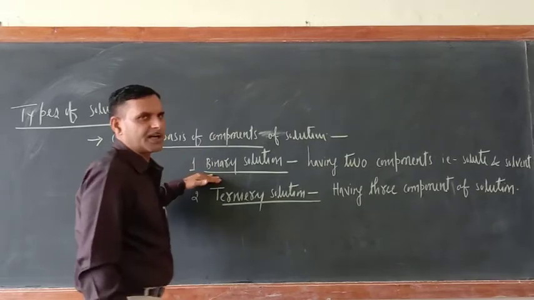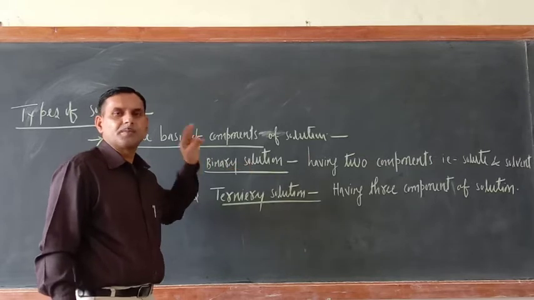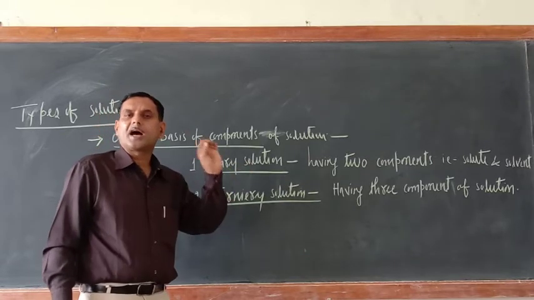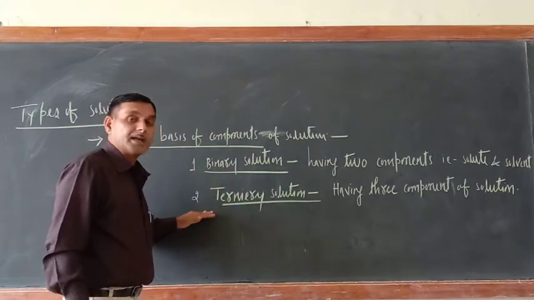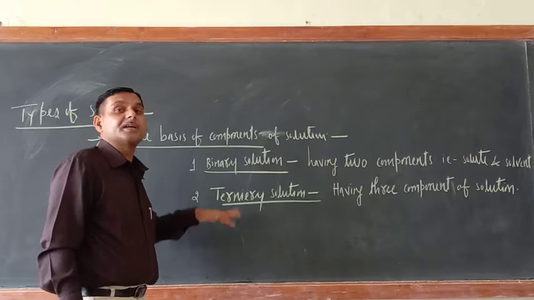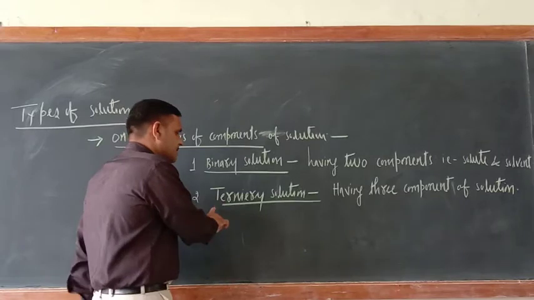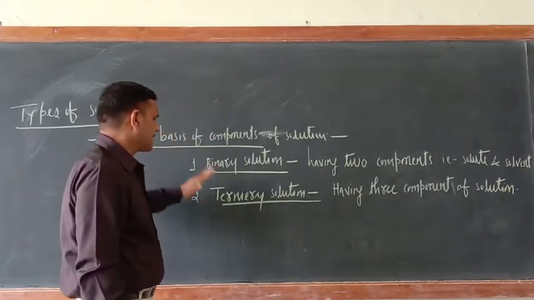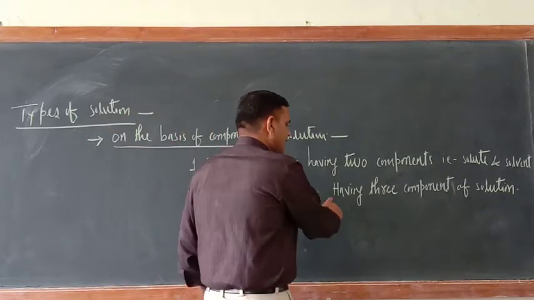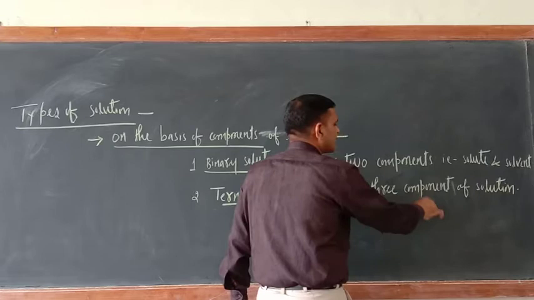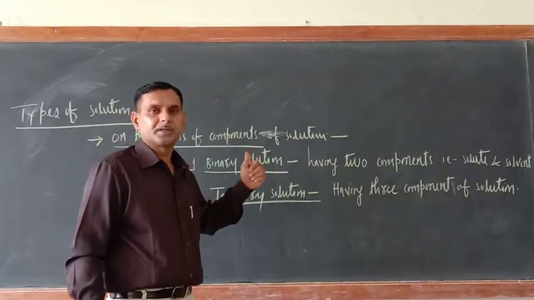Generally, if we are discussing the solution, it means we are discussing only the binary solution, because in binary solution two components, that is solute and solvent, are present. Sometimes ternary and quaternary solutions are also there. You will study this in higher classes. For the sake of classification, I am writing one more category, that is ternary solution, the solution in which you have three components. Means three components are present in the same solution.